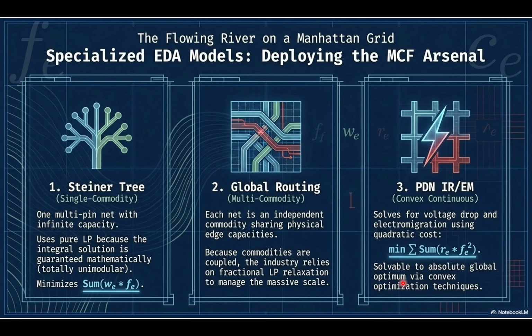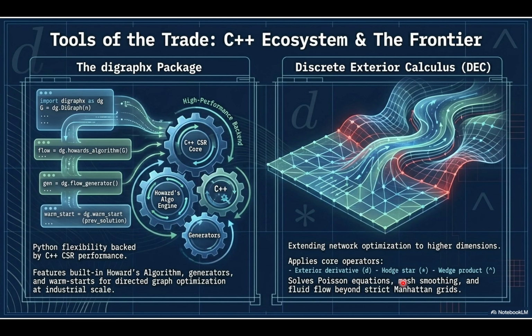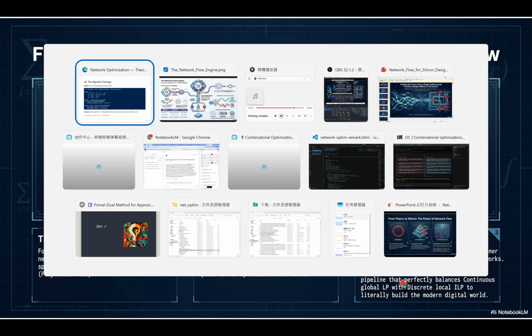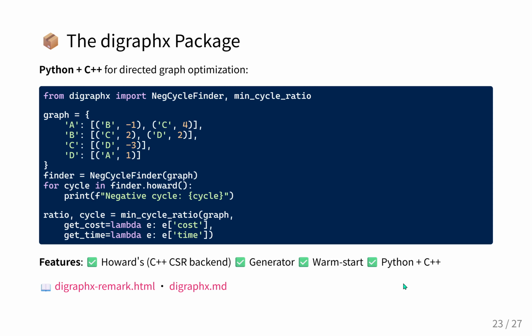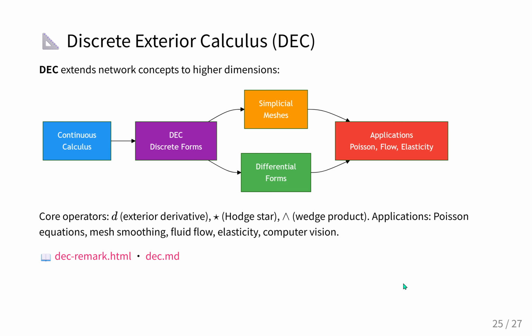The source mentions operators with very intimidating names, like the exterior derivative, the Hodge star, and the wedge product. Those sound terrifying. What are they actually doing to the flow? They do sound like magic spells, but think of them as geometric operators that mutate the math. Mutated how? Well, the exterior derivative measures how a property changes across dimensions. For instance, taking the pressure at a single node and calculating the gradient of flow along the edge.